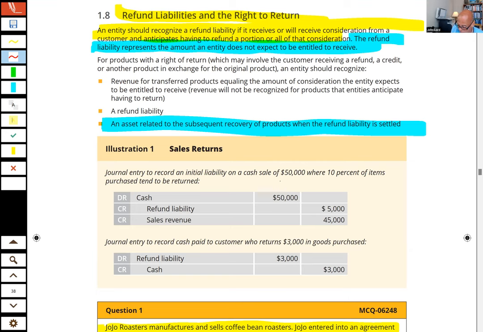We have this item that is 50,000, and 10% of the items purchased tend to be returned. That's our estimate. They say 10%, right? So that is going to indicate to us this is an estimate. Now, at the time of sale, we would debit the cash, just the way they showed us here, and really, you would credit the sales, gross, 50,000, okay?